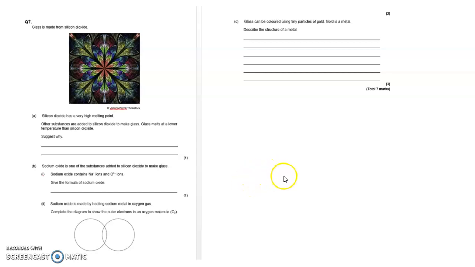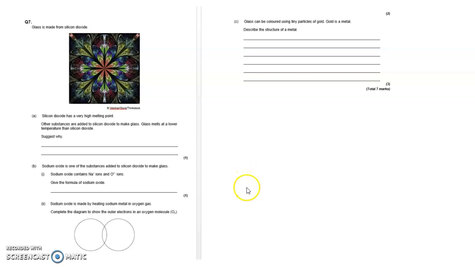Part B is asking you to write a formula. Remember the rule about writing formula. The total charge of positive and negative has to cancel each other out. So whatever you write down, the number of sodium ions and oxide ions will produce an overall charge of 0. The total pluses and total minuses will be equal.